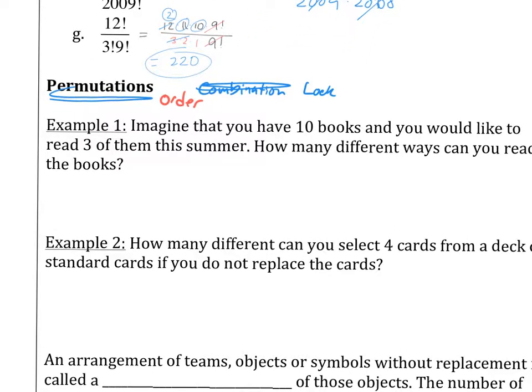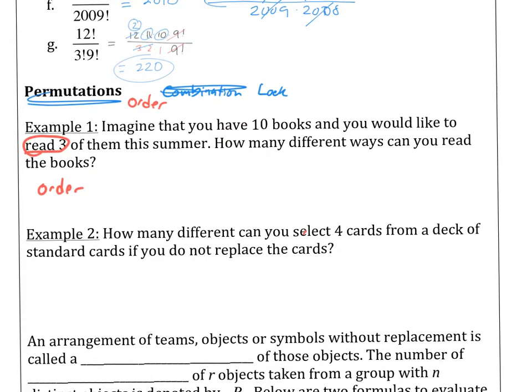So let's take a gander at this. Imagine you have 10 books. Have you ever heard of these things? They're made of paper. So you have these 10 books on your bookshelf, and you're going to read 3 of them this summer. Since we're talking about reading one book, then another, and then another, some of you probably read them at the same time, but let's assume that order is important. I read a book, then I finish it, then I pick another one up. So the question is, how many different ways can you read the books?